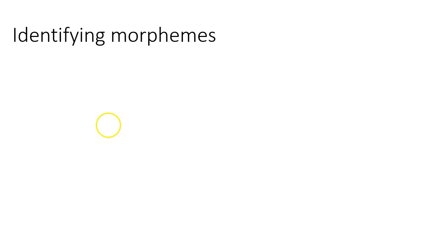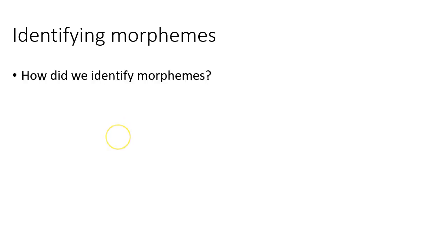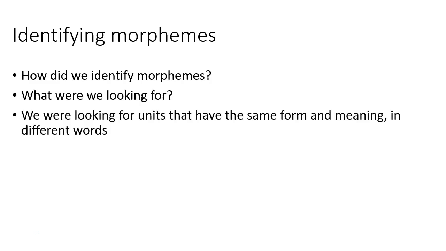So when we looked at washable, I think all of us, L1, L2, L3 speakers, we all sort of zoned in on wash. And we thought, well, it must be something to do with washing because it's got the word wash in it. And that's one way to do it. So we might go towards the main meaning cluster in a word. How did we do it? What were we looking for? And I would suggest that we were looking for units that have the same form and meaning across different words.